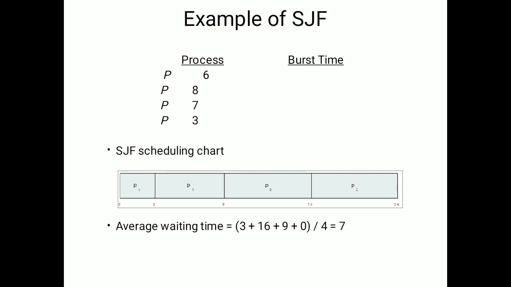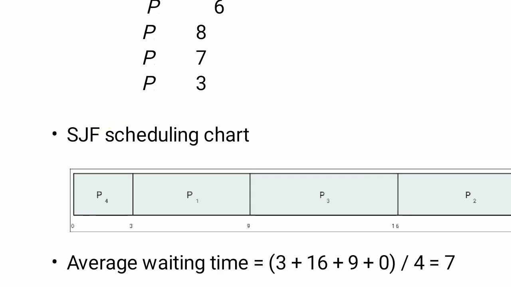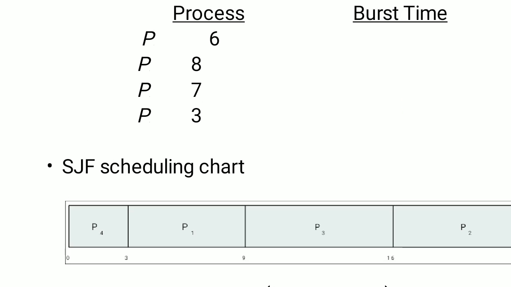Among P1, P2, P3, P4, the P4 process has the shortest burst time. So first of all the operating system will select the P4 process. Then the next job will be the next higher burst time, which is P1. So after P4, P1 will be executed. Next P3 will be executed, and last is P2. So the jobs are executed as per their burst time.